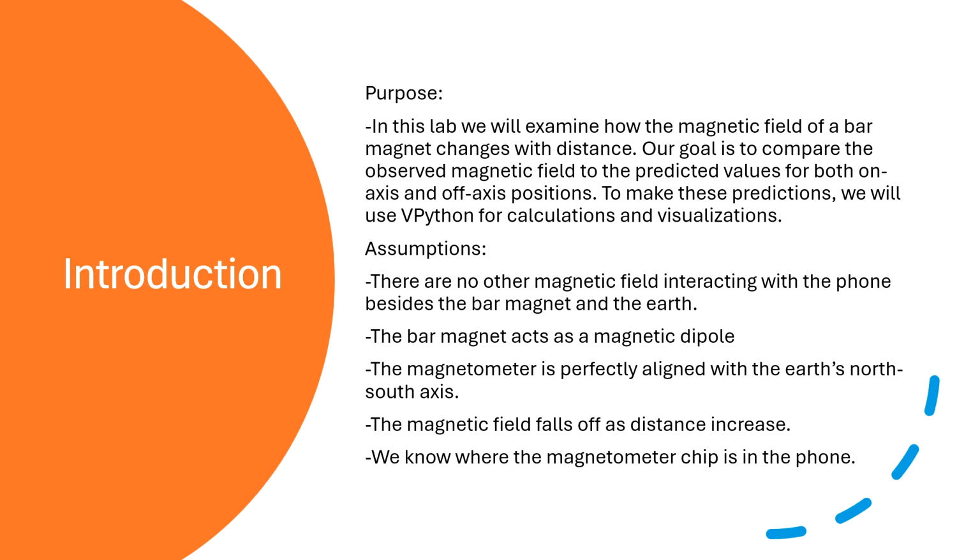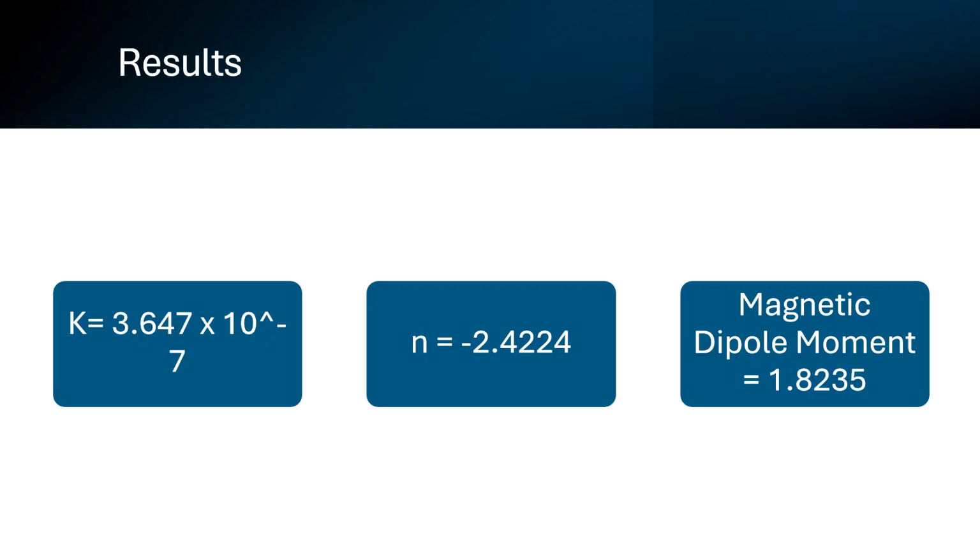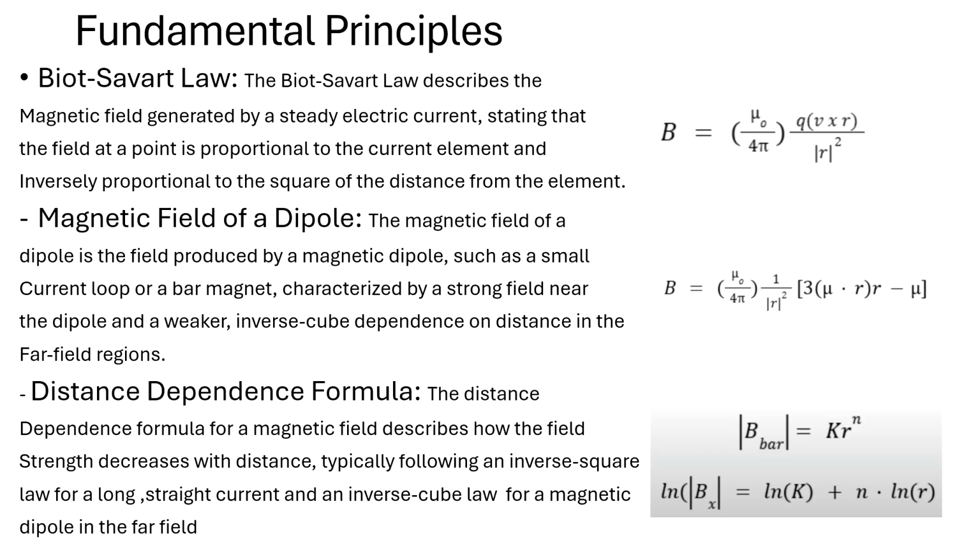Some assumptions we made during this lab were that there would be no other magnetic fields interacting with the phone besides the bar magnet and the Earth. And we assume that the bar magnet acts as a magnetic dipole, that the magnetometer is perfectly aligned with the Earth's north and south axis, the magnetic field falls off as distance increases, and we know the magnetometer chip is in the phone. On this slide we have the results, and we will explain how we found these results later in the presentation. Here are some fundamental principles that we use to make our calculations.